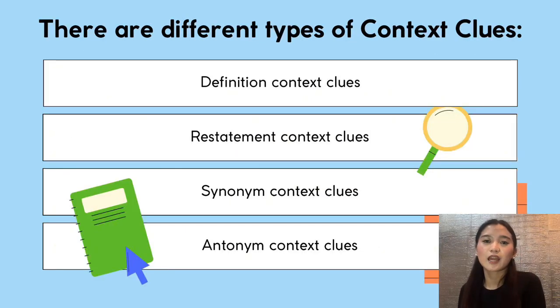There are different types of context clues that we can use to figure out word meanings. The four most common are: the first one is definition clues, where the meaning is directly stated. The second one is restatement clues, where the sentence repeats the idea using simpler words. The third one is synonym clues, where a similar word helps you understand. And lastly, antonym clues, where an opposite word gives you the hint. So let's take a closer look at each one.